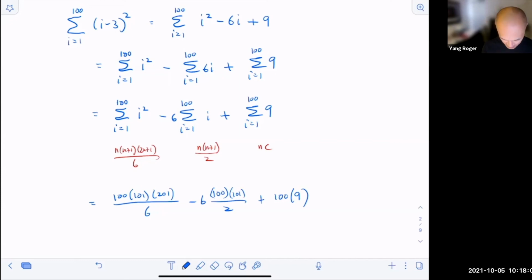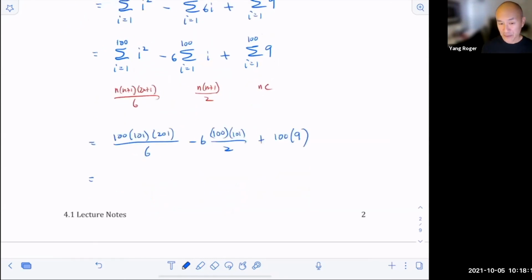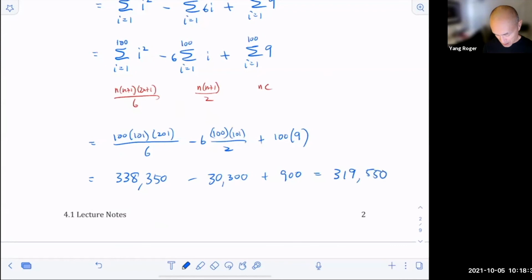No questions. Okay. So if you pop these guys into your calculator, you're going to get 338,350 minus 30,300 plus 900. And I end up with 319,550. So that's going to be our final answer. Does that make sense? Are there any questions? No questions. All right, cool.